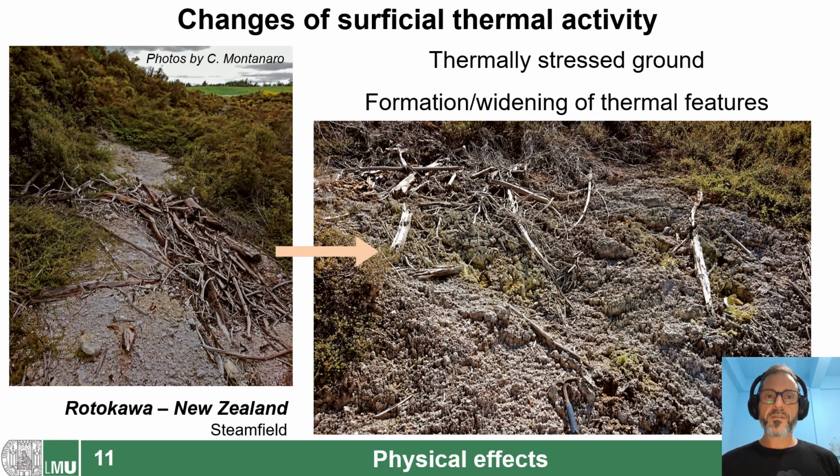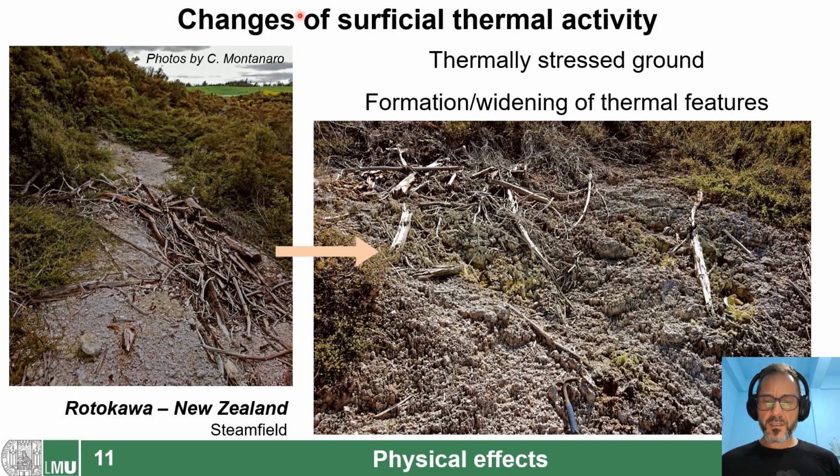So let's have a look at some specific examples from some of the study cases to show the phenomena we just described. In this first case, we're going to look at the Rotokawa geothermal field from New Zealand. This area has been characterized by mining activity for extraction of sulfur, native sulfur.